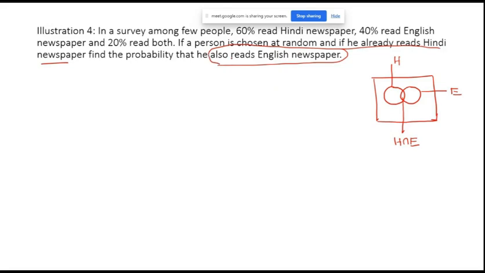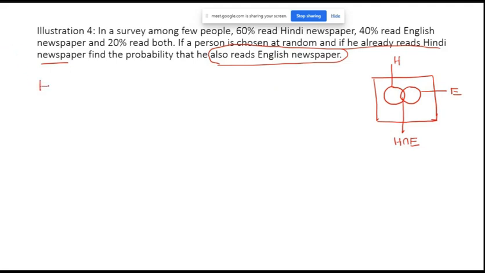So some information is available. In conditional probability, generally some information will be available to you. Now this is not an example of independent events. That means you are reading Hindi, you are reading English newspaper. You may read both also. So there is some probability. So let us write first what all things.